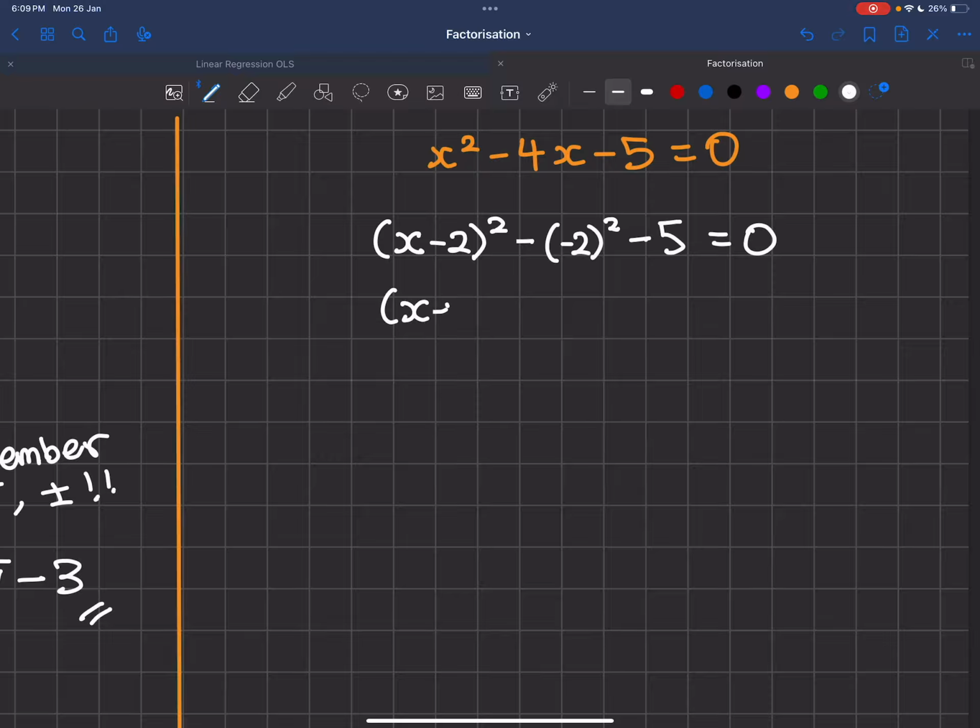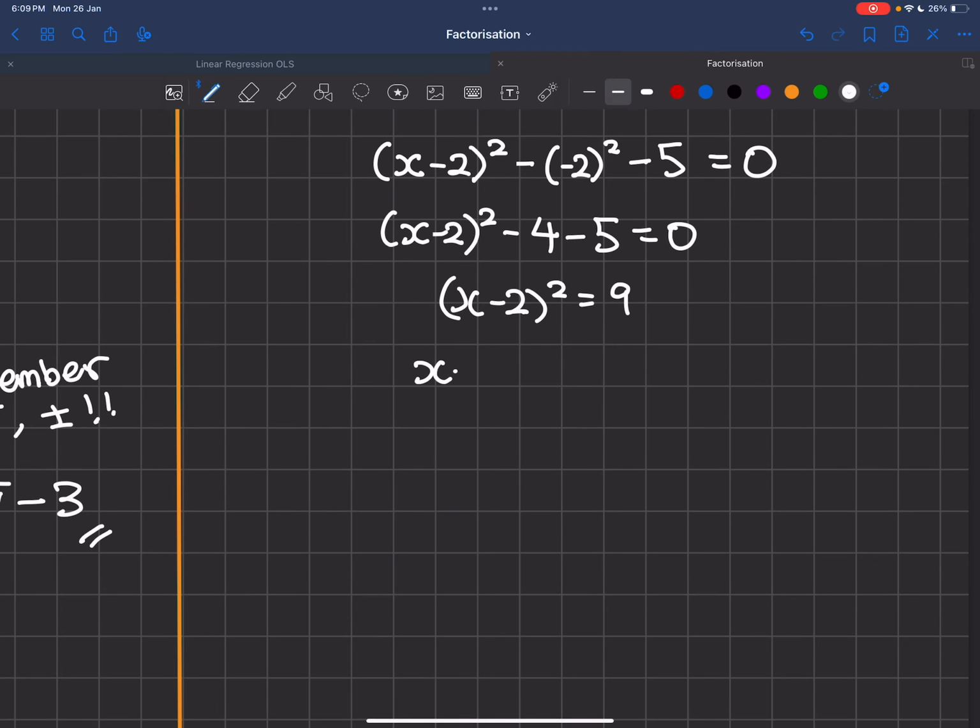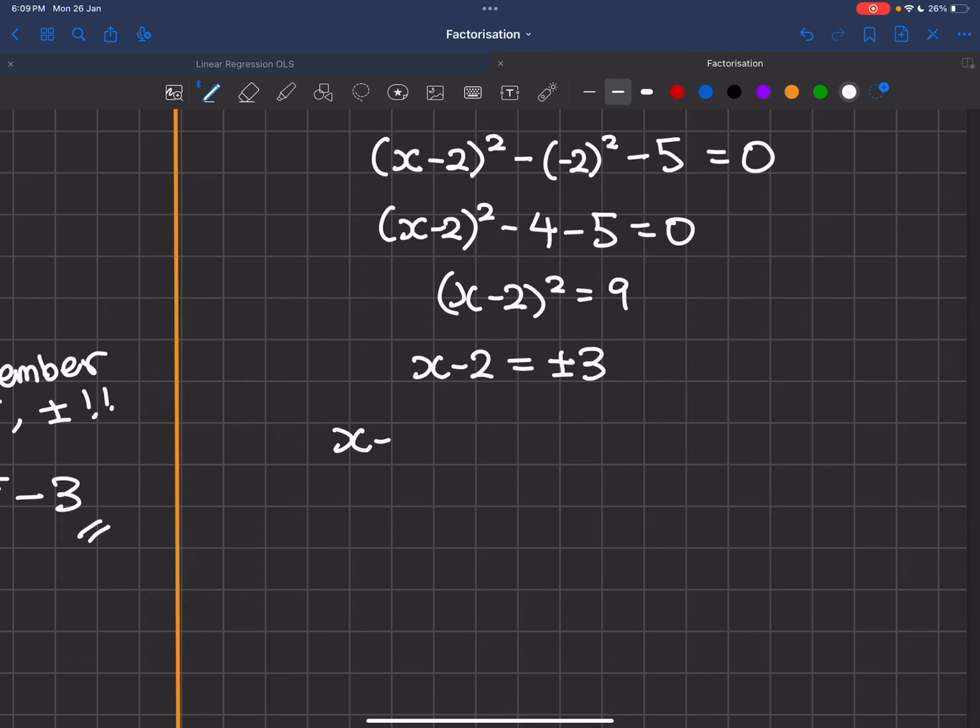So x minus 2 squared minus a positive 4, because negative 2 squared is 4, minus 5 is 0. X minus 2 squared is 9. Positive, negative, remember? So we get positive or negative 3. So we can write this as x minus 2 equals 3 or x minus 2 equals negative 3. So x is equal to 5 or x is equal to negative 1. And we have our two values and you can go graph that.